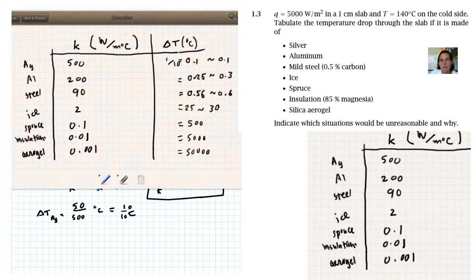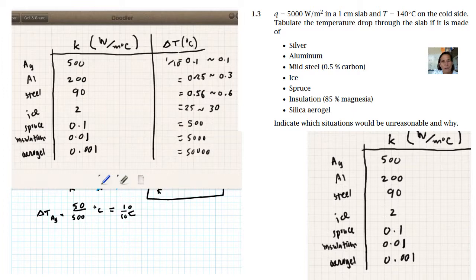So I went through all of these and computed that, as you can see here, for silver it's about 1/10 or 0.1. Aluminum, 0.25 or 0.3 using one significant figure, because we're only given one significant figure. For steel, 0.6 with one significant figure. And these are in degrees C. For ice, 30 degrees C. Spruce, 500, 5,000 for insulation, and 50,000 for aerogel. Again, it depends on the numbers that you pick for K here, but these are ballpark figures using one significant figure. So the next question is, which of these is unreasonable?